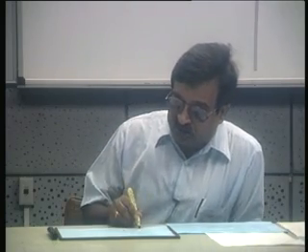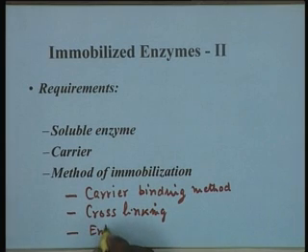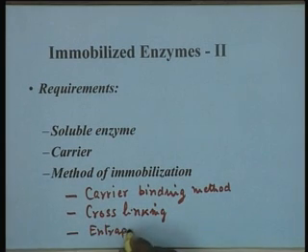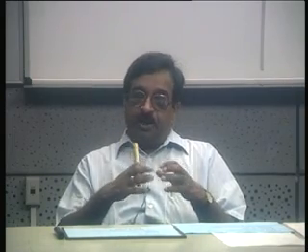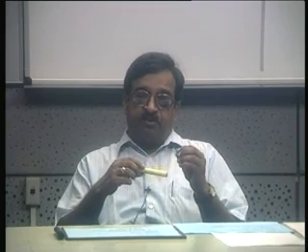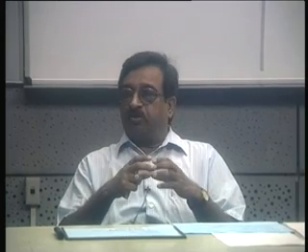The third type of methods are entrapment methods, where the enzyme is entrapped within a matrix. It could be a gel, it could be a microcapsule, and thereby you could provide them an environment which is contained, which is very analogous to a living cell, and then use them as immobilized preparation.